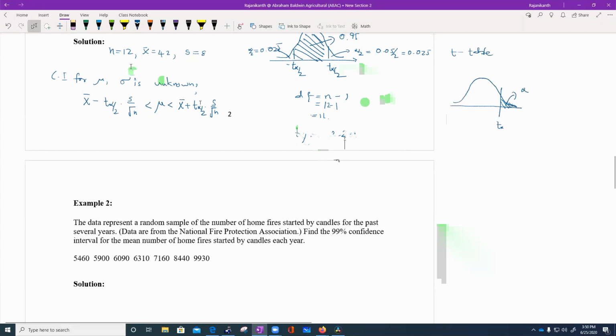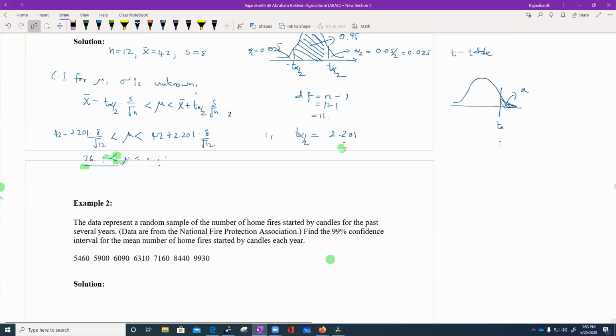Well, we know now all the numbers. Plugging into your formula, you will get the confidence interval. So let us find that. X bar is 42, subtract T alpha over 2, which is 2.201, times sample standard deviation 8 over square root of n, 12, less than mu, less than x bar 42 plus 2.201 times 8 over square root 12. If you simplify, you should get 36.9 less than mu less than 47.1. So that is the confidence interval.